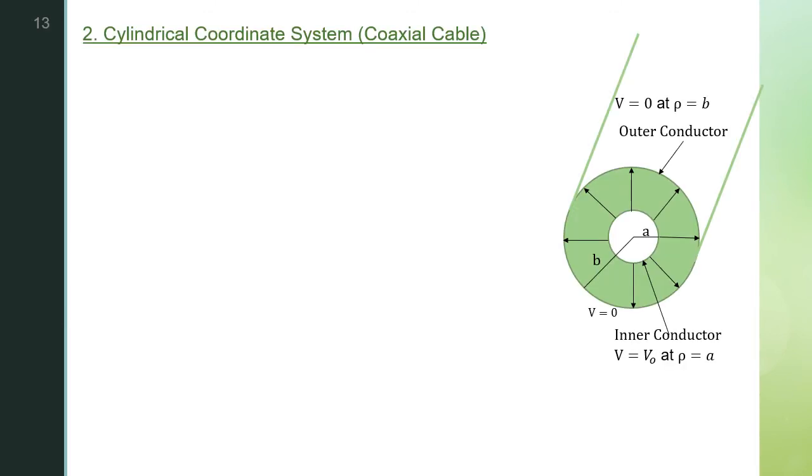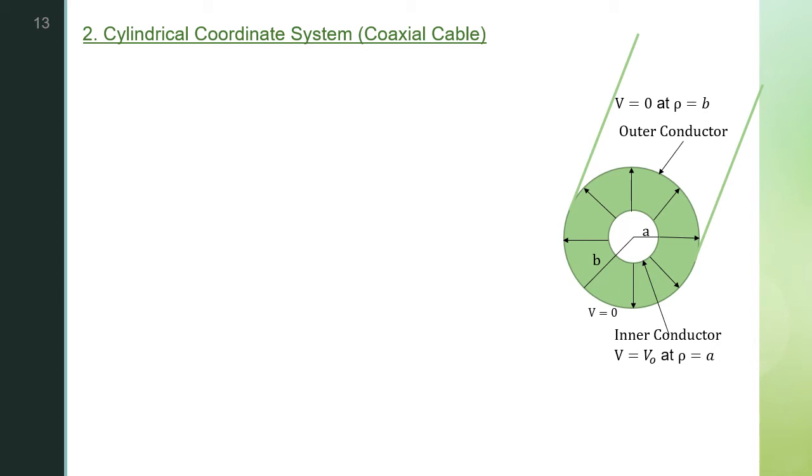We derived the electric field, potential, etc. for Cartesian coordinate system using Poisson's and Laplace equation. Now, we'll derive it for cylindrical coordinate system. So, we will consider a coaxial cable as an example.